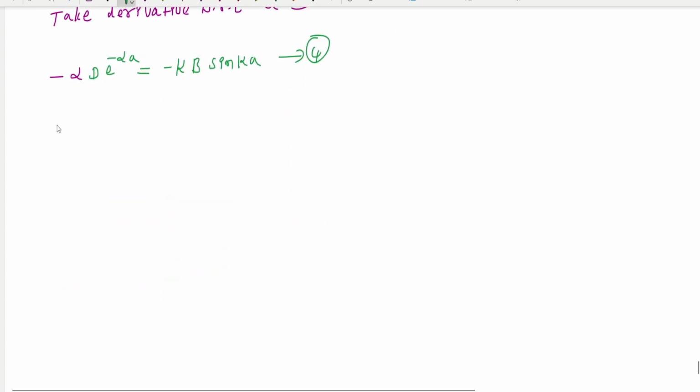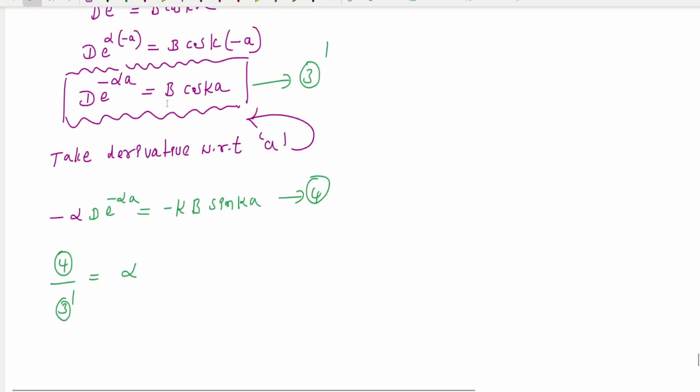Now we can use equation number four divided by equation number three prime. Then what will we get? Minus minus cancel, right? This minus is there, and the minus minus is cancelled. Remaining thing, we can write equation number four divided by equation number three prime. This one and this one cancel. Then alpha only equals k tan ka.